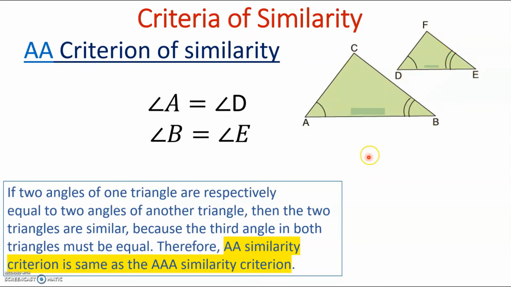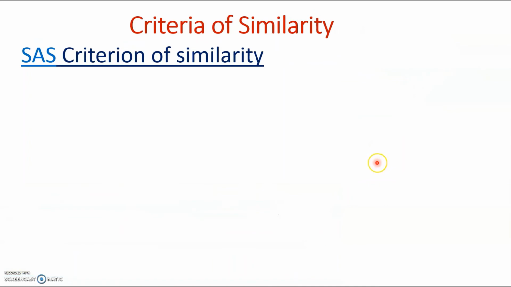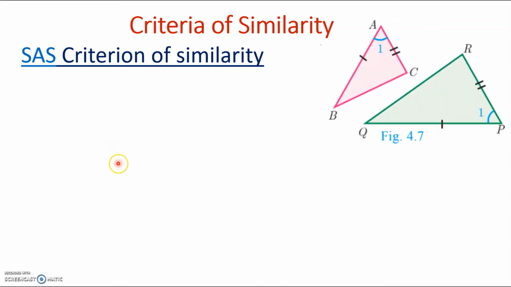Let's look at the next criteria. The second criteria is SAS. When I say SAS, you know by now A is angle and S means side. So let's say you have two sides and the angle in between. You have two sides, AB and AC, and their angle in between, which is A. So they are similar. Let's see how they are similar.